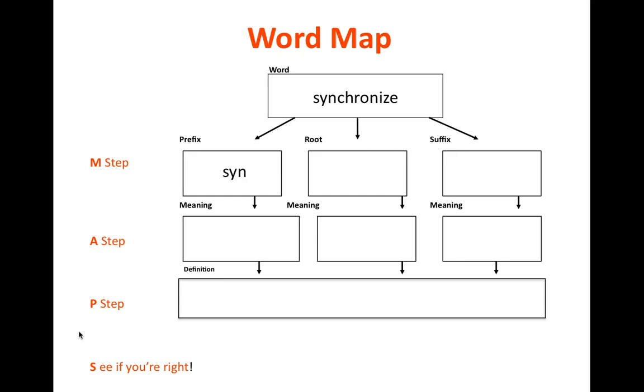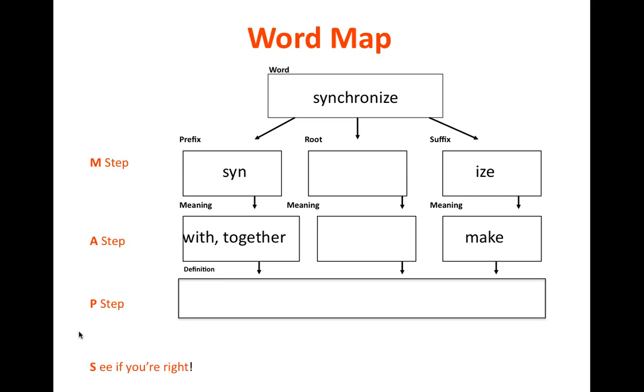Since the prefix list also provides the meaning of sin, I'm going to go ahead and do the A step for the prefix and write in the meaning, which is with or together. Now I'm going to check my suffix list. E isn't listed as a suffix. I add another letter and look for ZE. I don't find that either. I'll add one more letter and look for IZE. I found it. That's on the list. I write down that suffix, which is pronounced eyes, and then I also write the meaning down, which is make.